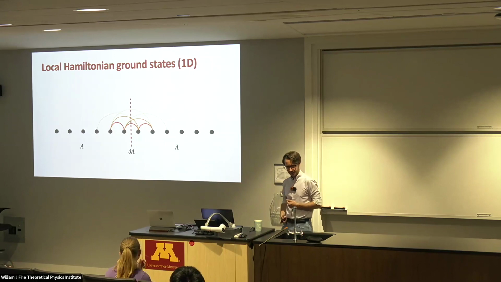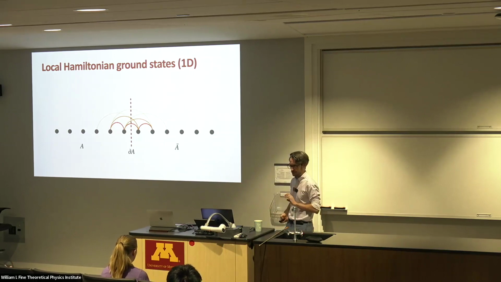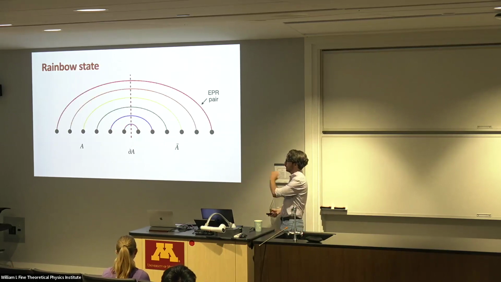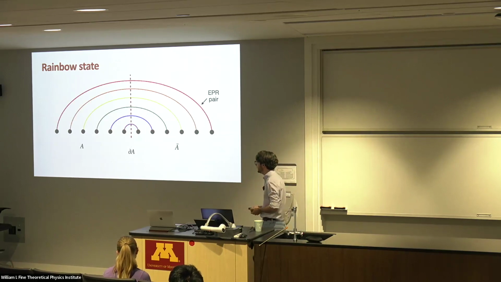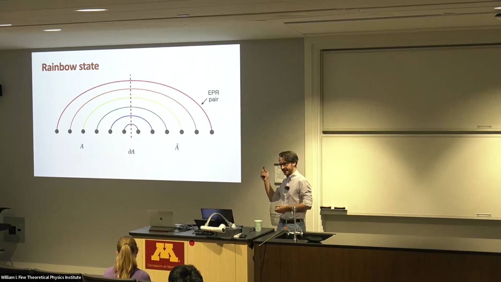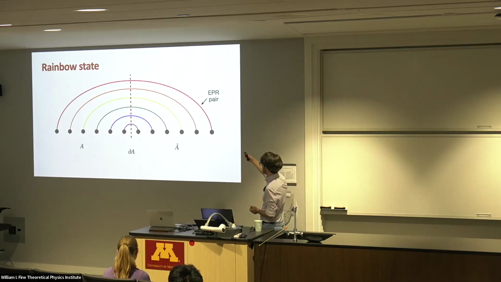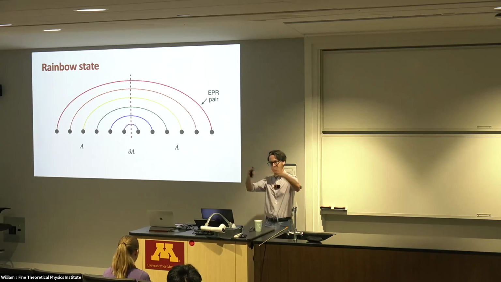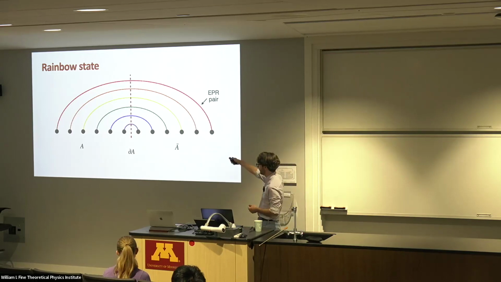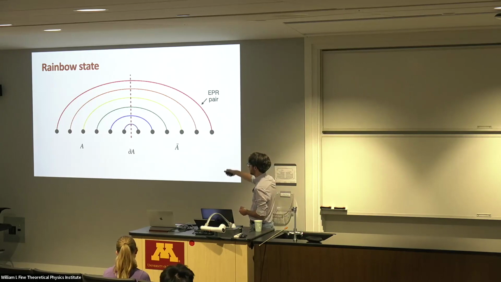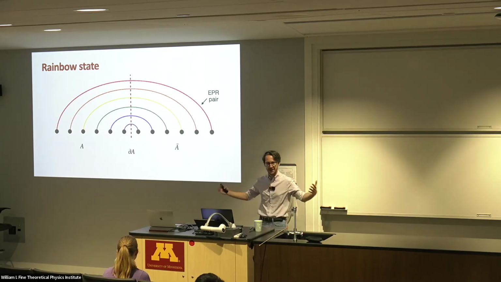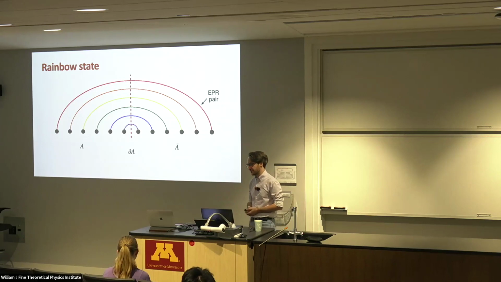Can we get more entanglement in ground states? And the answer is affirmative. People have constructed in various ways things that are known as rainbow states, for kind of obvious reasons, that are basically ground states that have long-range EPR pairs, maximally entangled pairs of qubits that are very far away from each other. So that if I cut it in half, I pick up an extensive amount of entanglement from all of these EPR pairs that I'm separating.